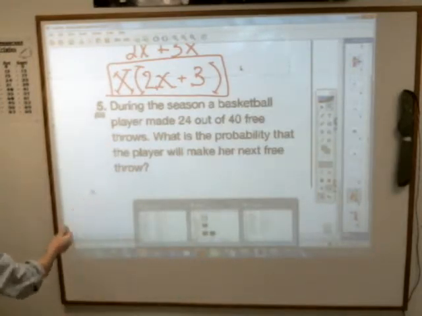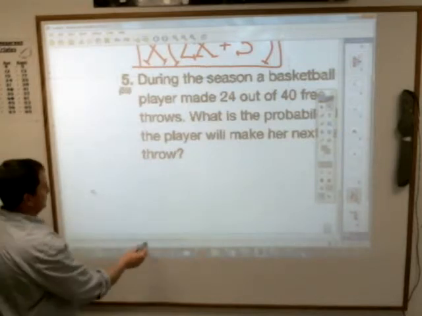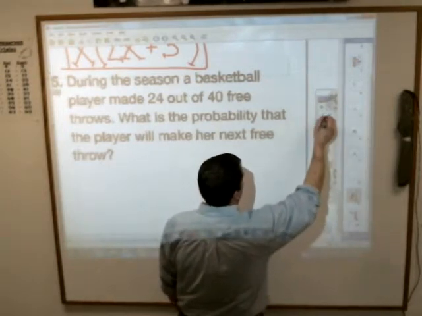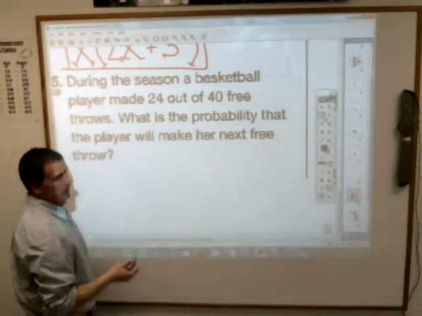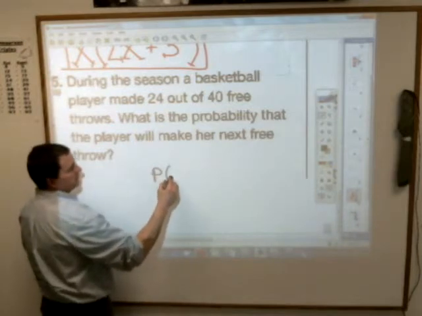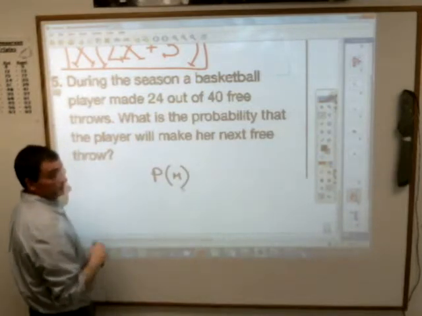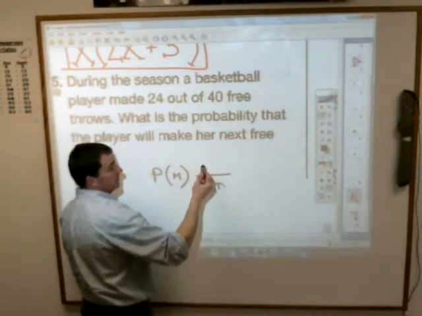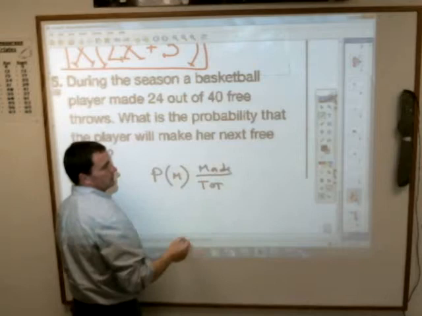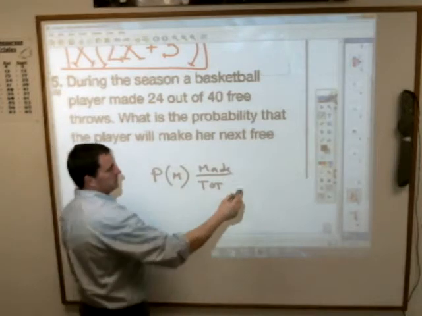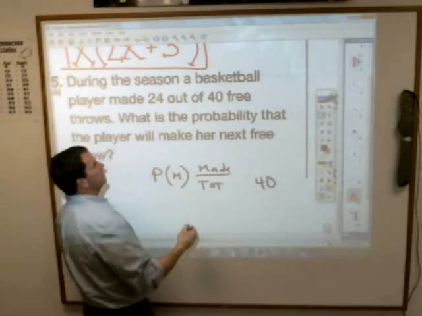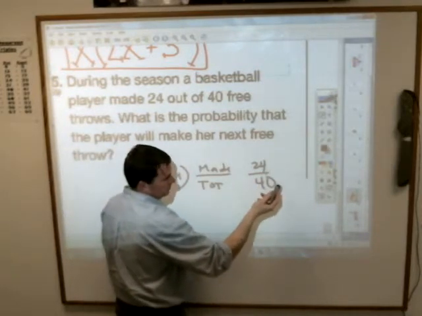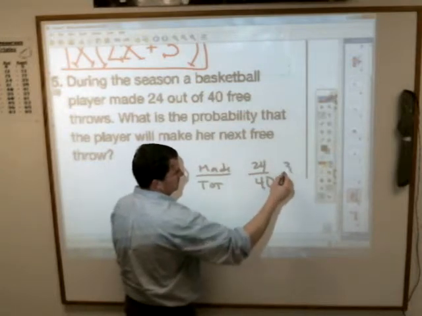During the season, a basketball player made 24 out of 40 free throws. What was the probability that the player will make her next free throw? Well, probability is just the probability of a make. This is experimental because they actually did it, is how many you actually made over how many total. And how many total free throws did she shoot was the 40. How many did she make? 24. There's your probability, it just needs to be reduced. What goes into those? 8, 3 over 5.